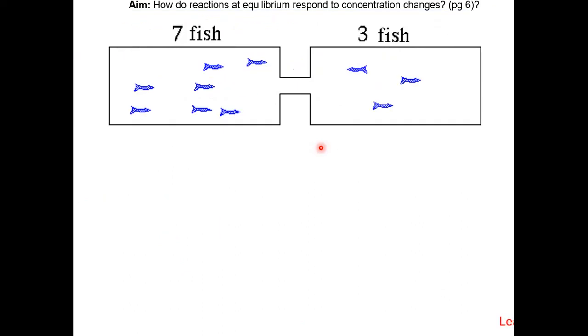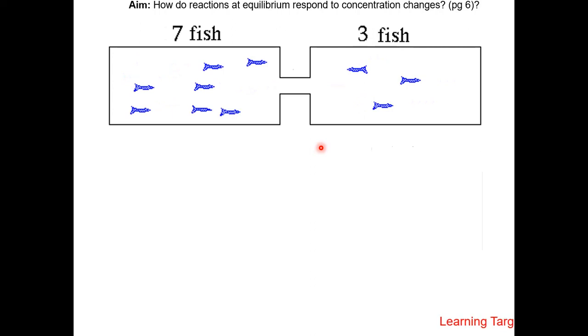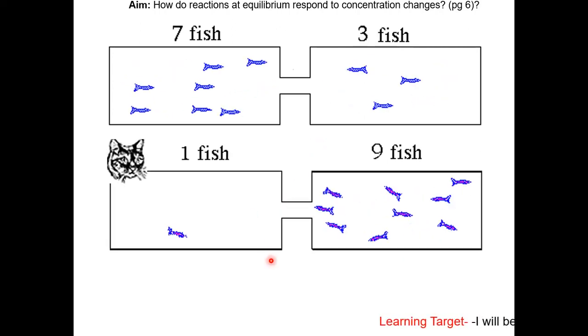Here is a system at equilibrium. Notice there's 5 fish on each side of the container. Here is the same system, but a stress is added. Notice that the equilibrium has shifted.